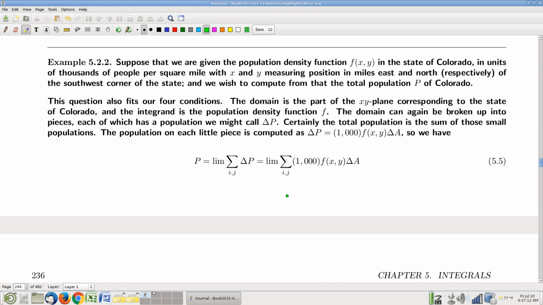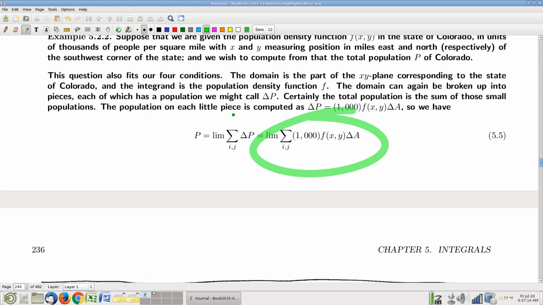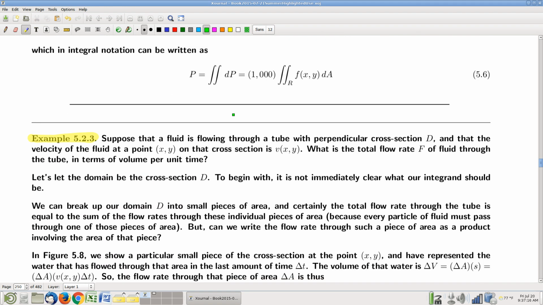Okay, so we get this Riemann sum, and again, a Riemann sum can be written as a double integral, and of course that double integral could have been developed in the double integral shorthand, which would have been a little more convenient to write down.